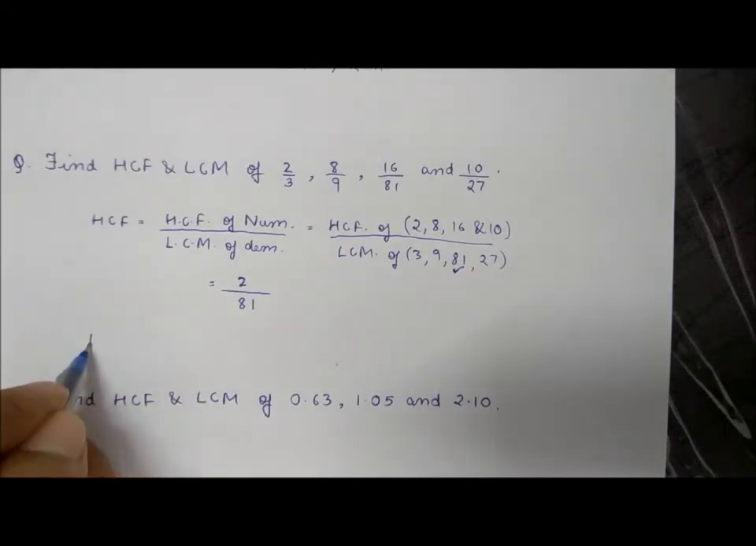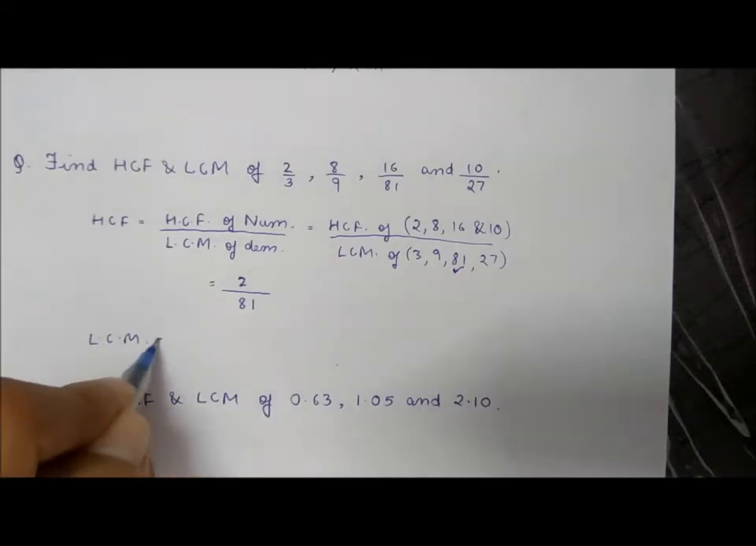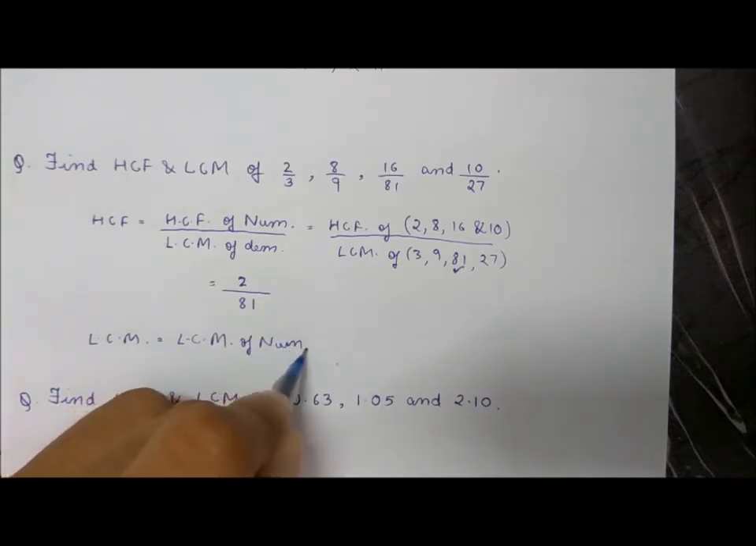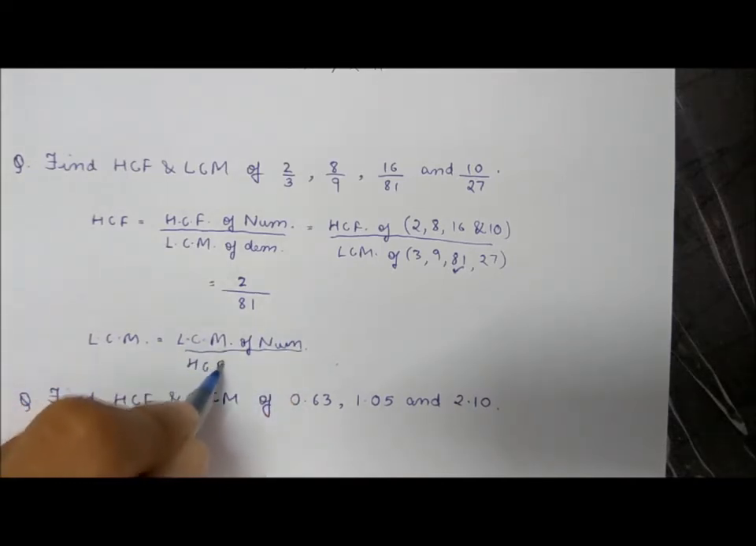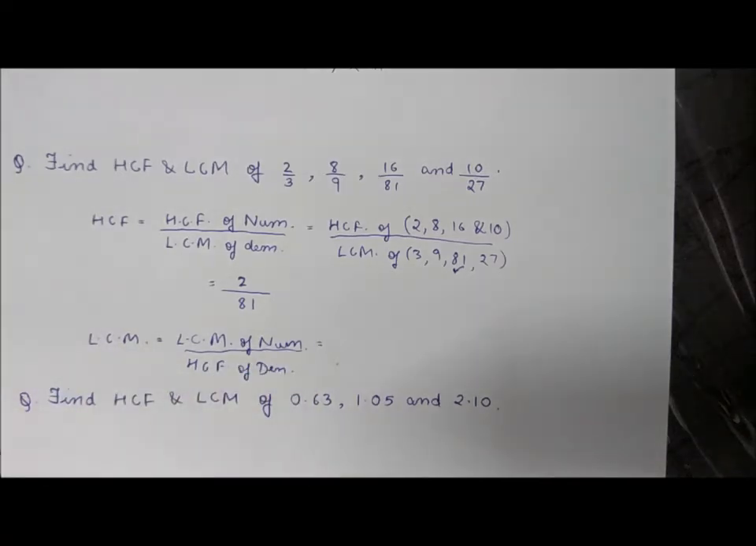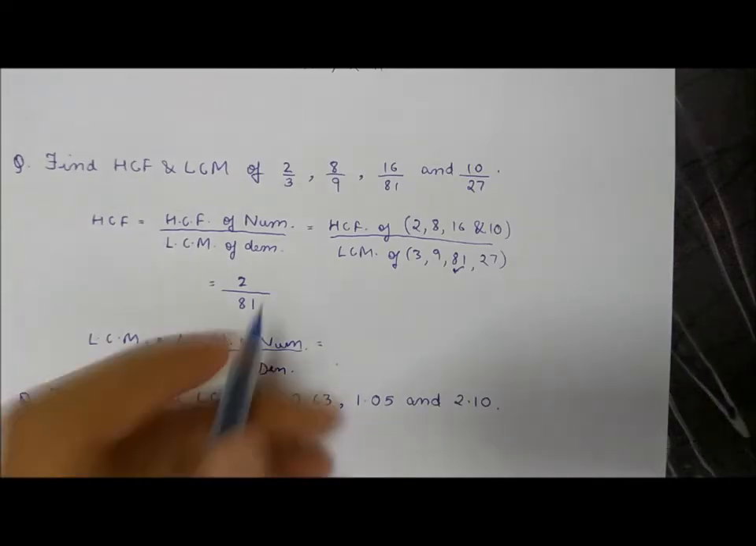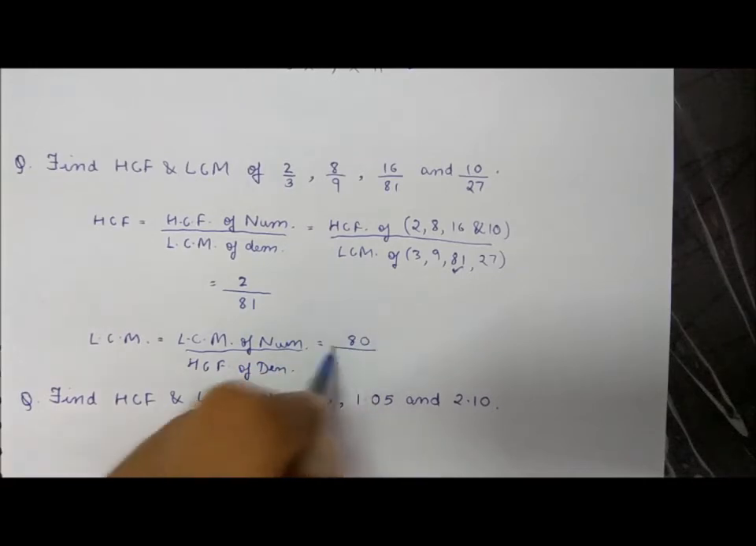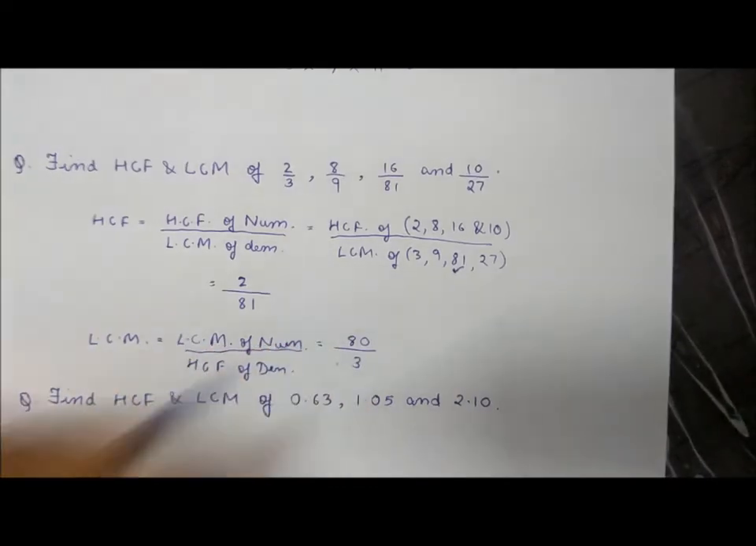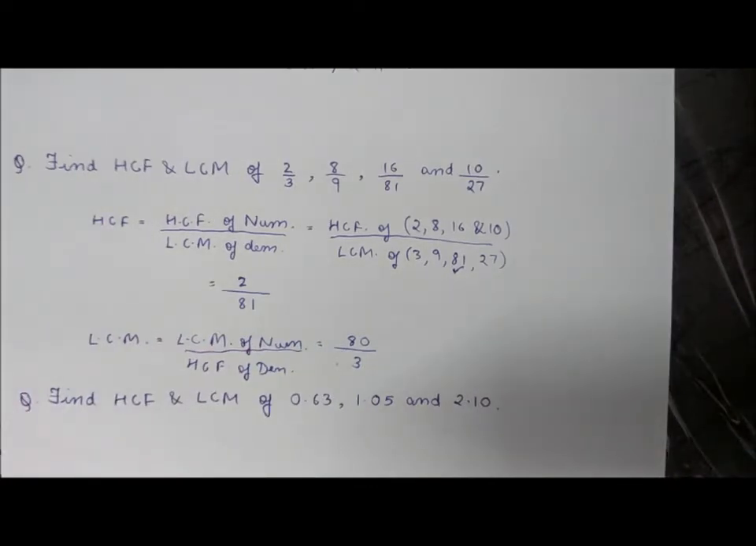The LCM of given fractional numbers can similarly be found by the LCM of numerators divided by HCF of denominators. Hence, the LCM of numerators, that is 2, 8, 16, 10, comes out to be 80, and the HCF of denominators, that is 3, 9, 81 and 27, comes out to be 3. Hence, the LCM of this fraction is equal to 80 divided by 3.